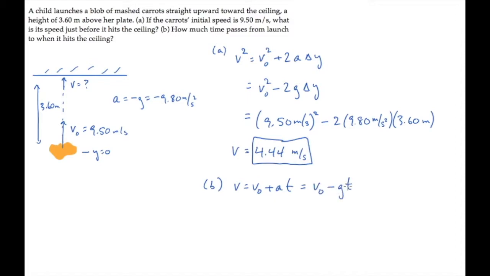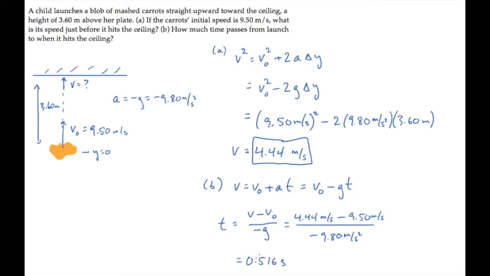We can solve this equation for the time. It equals the difference in the velocities, final minus initial, divided by the acceleration, minus g. Substitute the numbers and calculate. The time of flight is 0.516 seconds.